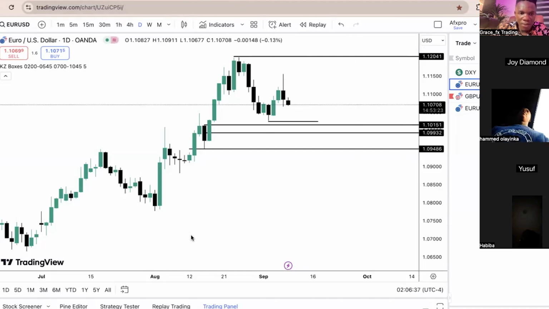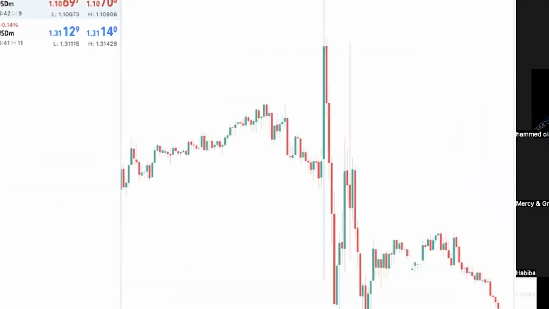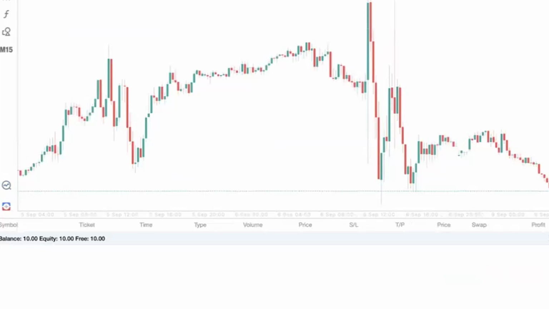Let me share my MT5 screen right here. You guys can see my MT5 now, right? Yes, sir. Let me check my account balance. Very important. Equity is still at 10 USD. Balance and equity 10 USD. So let's see what we can do with this 10 USD today.